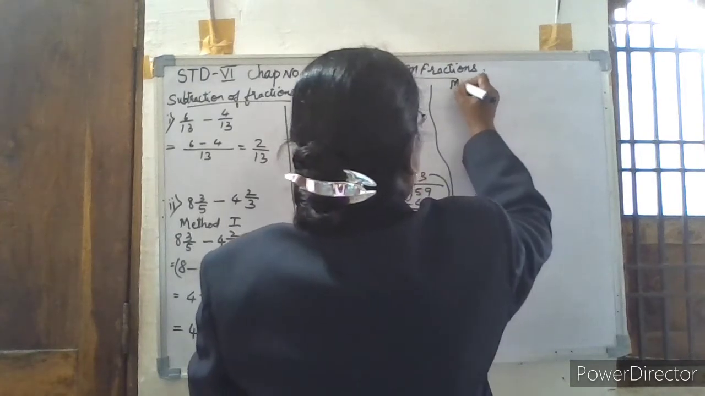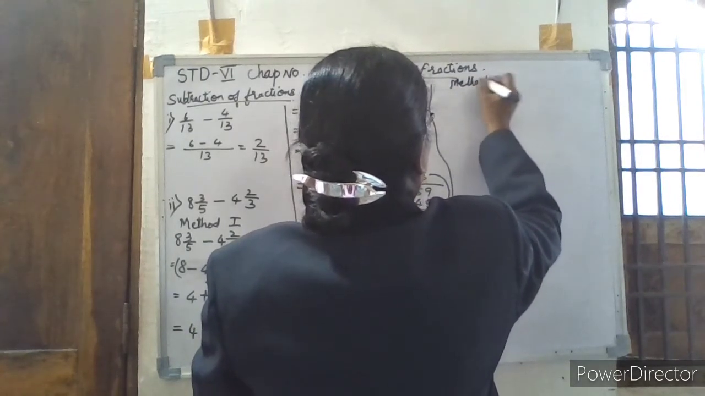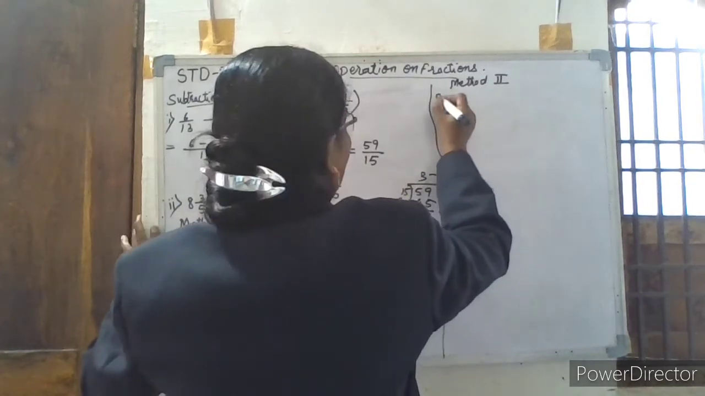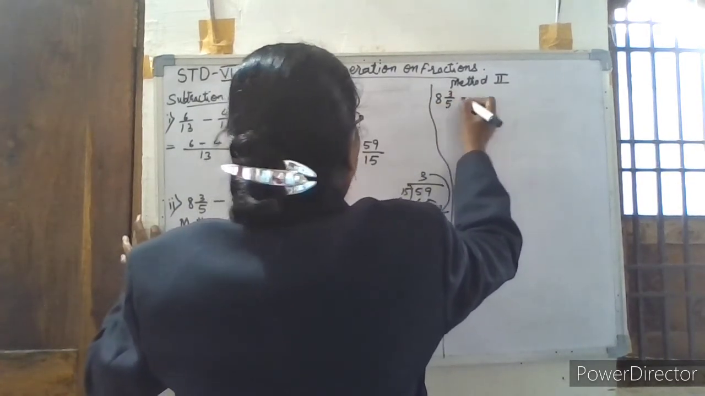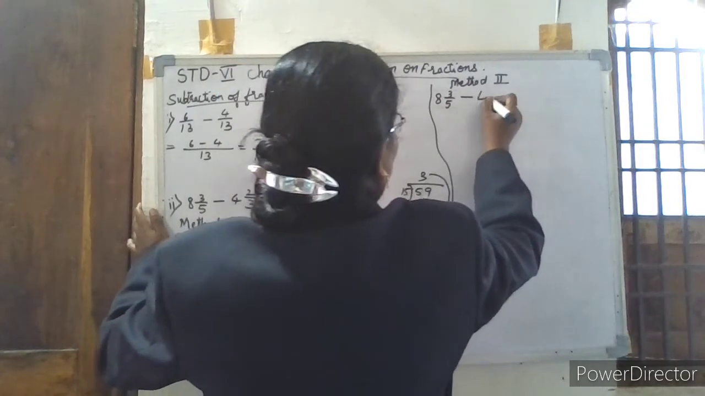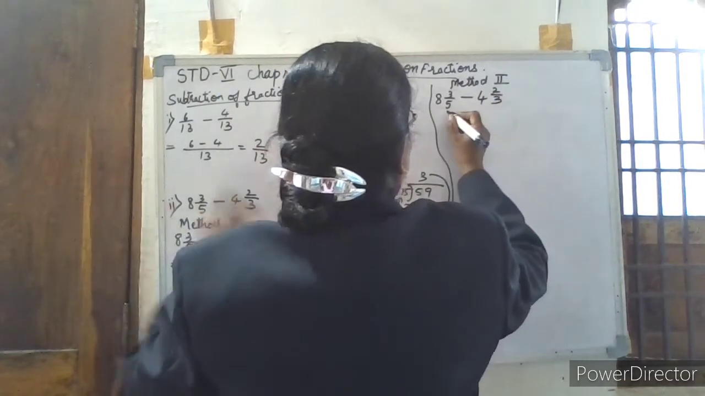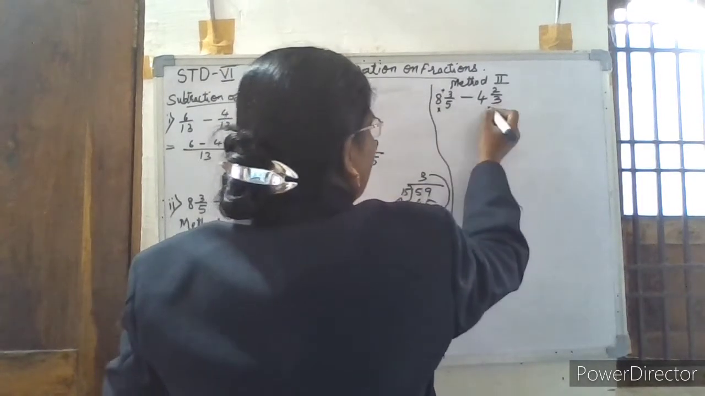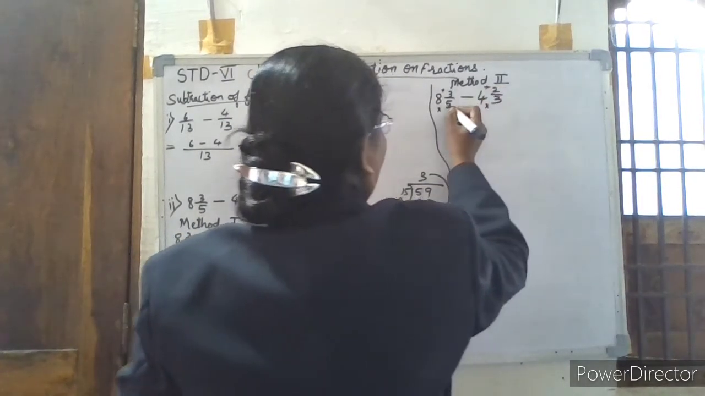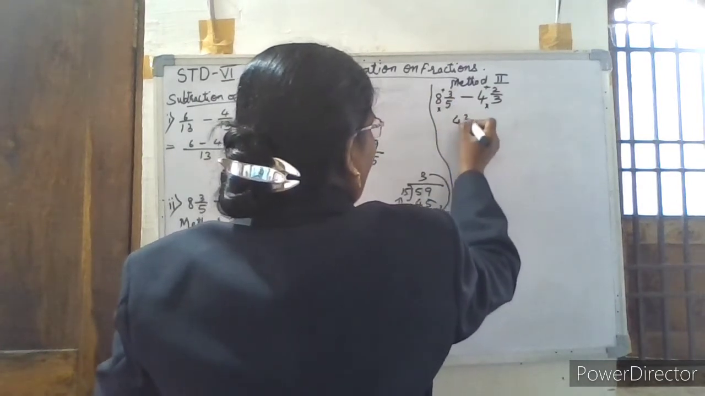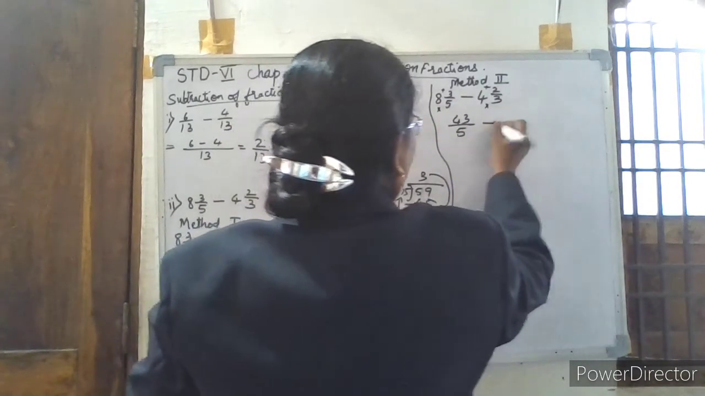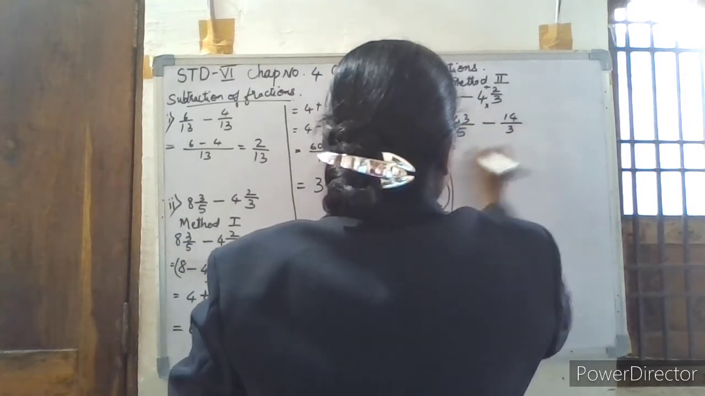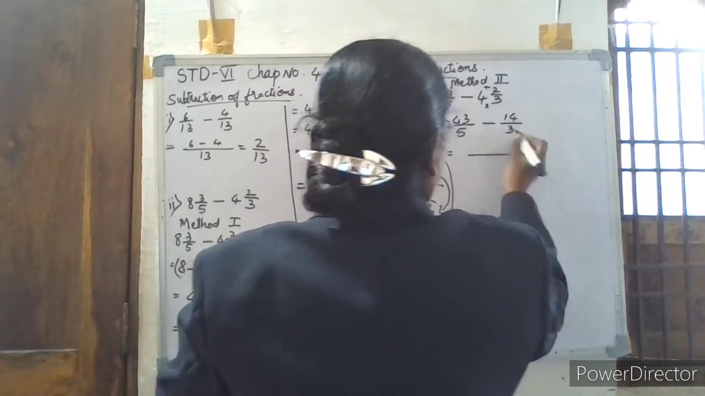Method 2. So I'll write down the question: 8 3 by 5 minus 4 2 by 3. So we have to convert this into mixed fraction. Multiply, plus. 8 5 is 40, 43. 43 by 5 minus 3 4 is 12, 13, 14. 14 by 3. Different denominators, so do the cross multiplication.